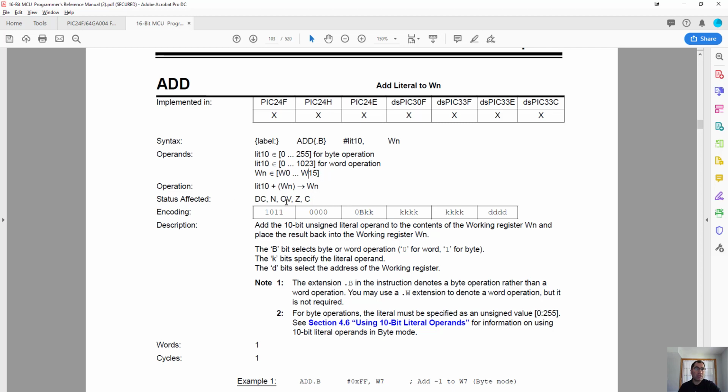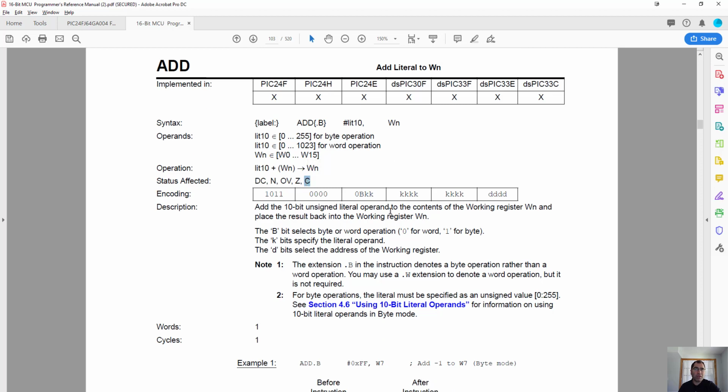And then it looks like this instruction can affect all these bits. As a result, if you get a negative number, you can have a negative flag, and you can have an overflow. If you have a less than 10-bit number, but you add it with the content of Wn and it is bigger than a 10-bit number, then you have an overflow. If you get 0 from the addition, you can have a zero flag, and you can have a carry flag. So all these flags can be affected.